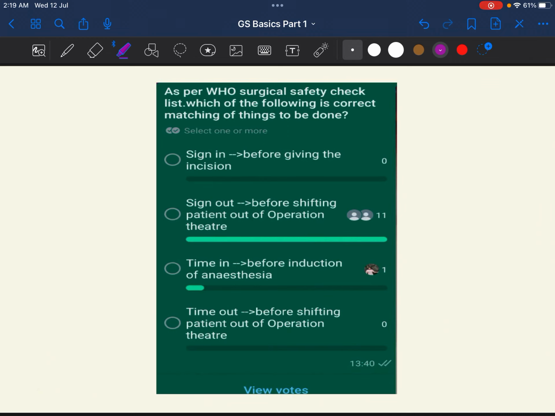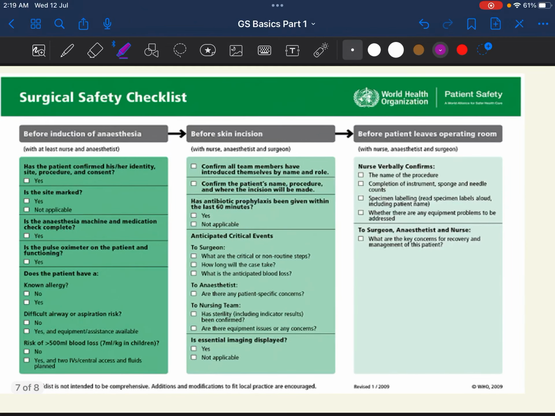So next question, as per WHO safety checklist, which of the following is correct? Matching of the things to be done. This question is based on WHO's surgical safety checklist. WHO proposed some safety measures you should do before taking patient to OT, before giving any incision and before shifting patient out. You should always check some things, and they are categorized into 3 levels. First level will be before induction of the anesthesia. This is termed as sign in.